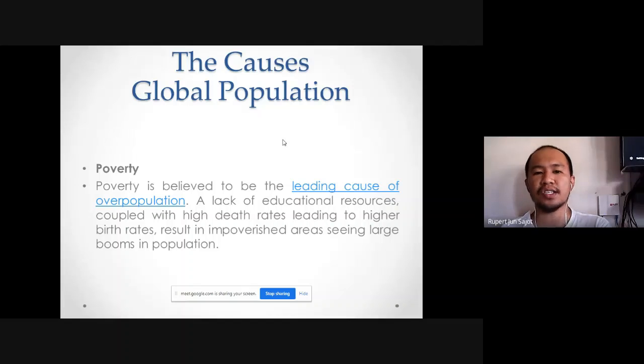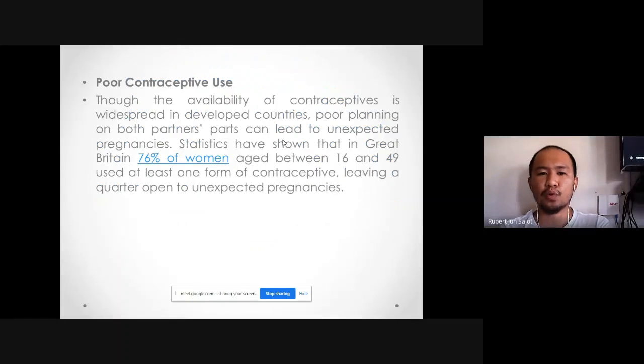Okay, next we have the causes of global population. Poverty. Now, poverty is believed to be the leading cause of overpopulation. A lack of educational resources coupled with high death rates leading to higher birth rates result in impoverished areas seeing large booms in population. So again, a country or a place that's having poverty issues causes global population. Of course, poverty is coupled with lack of education and resources. And what would normally happen based on results of the data presented is that people kept on reproducing, though they don't have much of resources to provide for the family. And these are actually facts coming from sources in a national level in the Philippines and also internationally from the UN. Okay, so poverty.